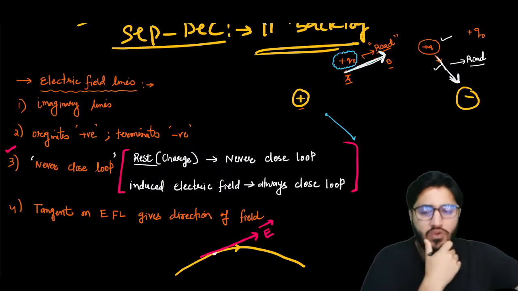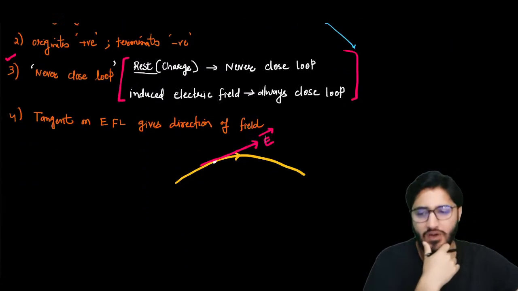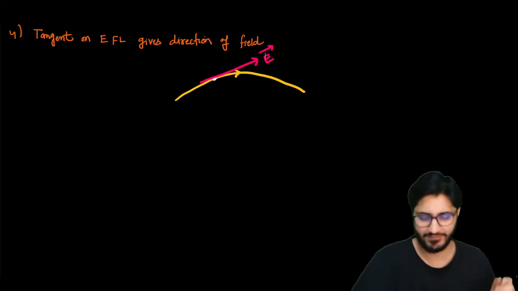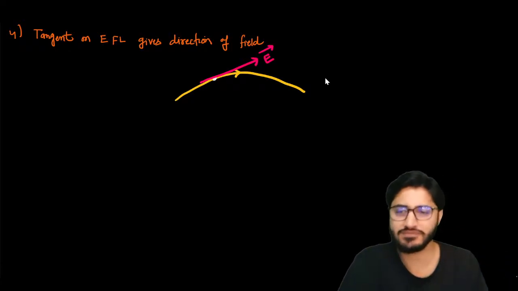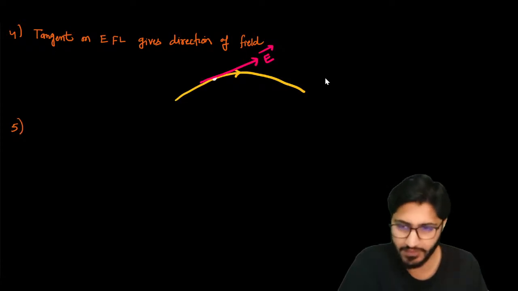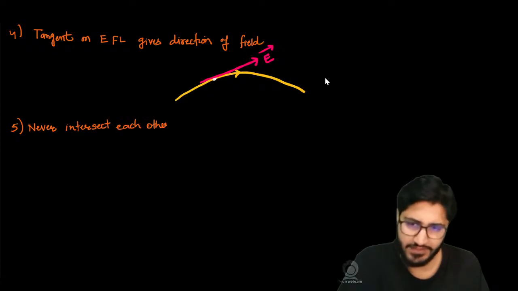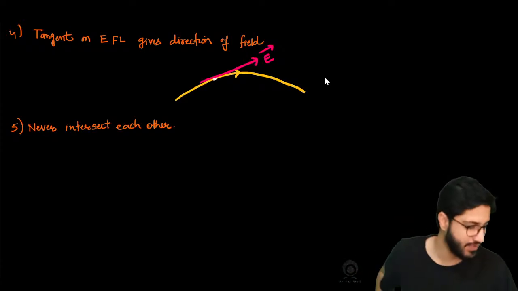So tangent will give you the direction of my electric field. Now, fifth point. Fifth point is interesting and the most confusing one. How? Look, electric field lines never intersect each other. Do you know the reason why?